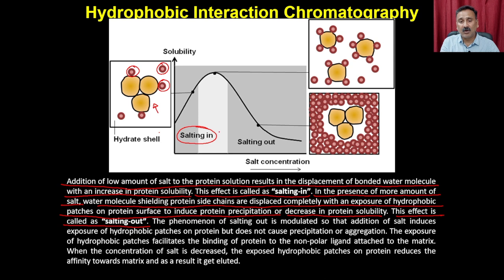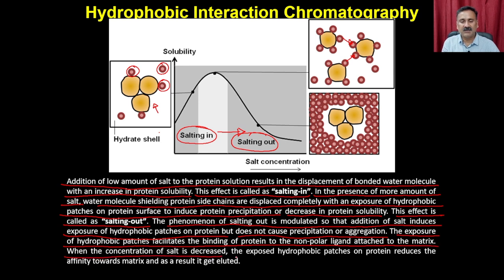But if you add more amount of salt, right, then it is going to expose the hydrophobic patches, and as a result the protein molecules are going to interact with each other, and they are going to form the precipitate, and this effect is called salting out. The phenomenon of salting out is modulated so that the addition of a salt induces exposure of the hydrophobic patches on the protein but does not cause precipitation or aggregation. The exposure of hydrophobic patches facilitates the binding of protein to the non-polar ligand present on the matrix.